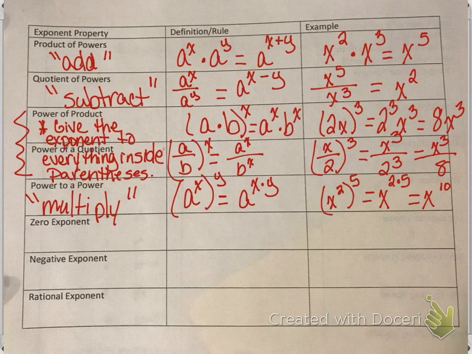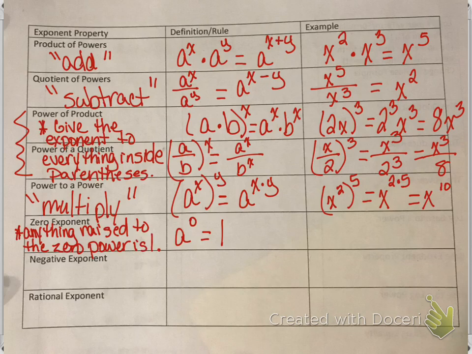Zero exponent. When I raise something to the 0 power, what do I get? 1. Okay. So here, anything raised to the 0 power is 1. Anything raised to the 0 power is 1. So a to the 0 power is equal to 1.